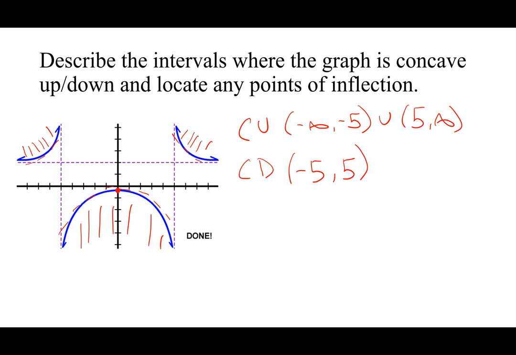Careful here about a point of inflection. By definition, a point of inflection has to be a point. It cannot be an asymptote. So we are going to say that there are no points of inflection. Yes, there is a change, but because it happens at a break in the graph or a vertical asymptote, it cannot be a point of inflection unless it actually is a point.